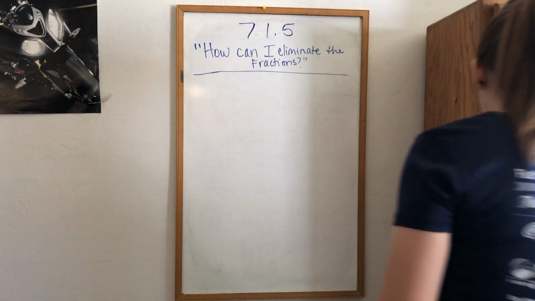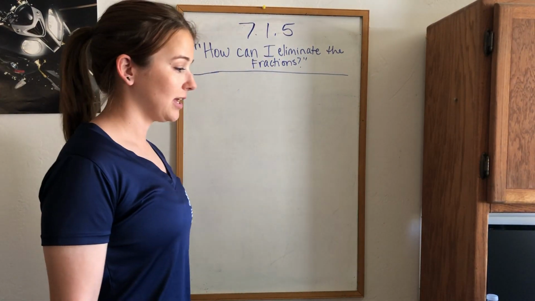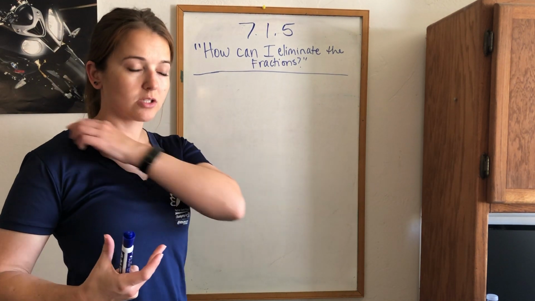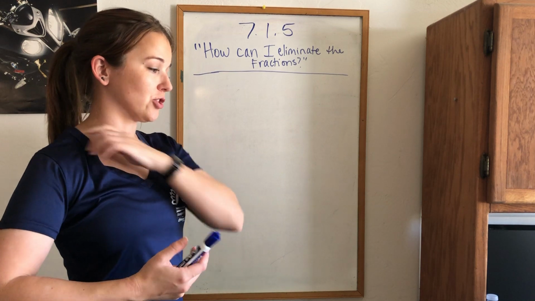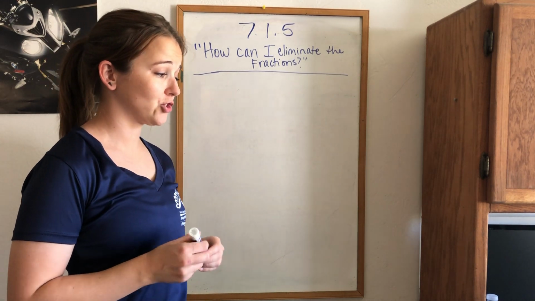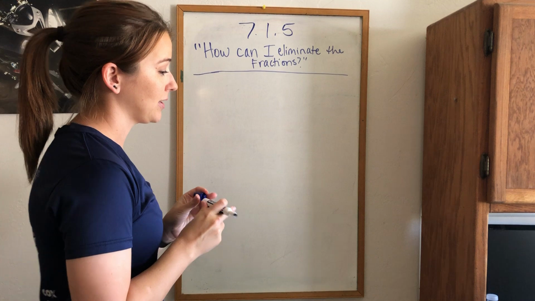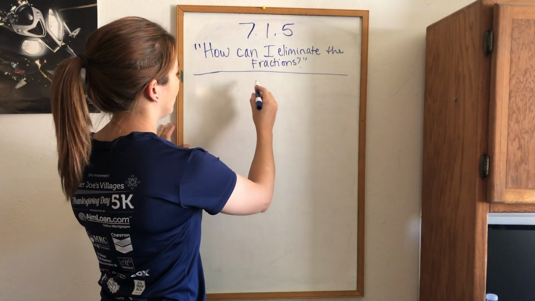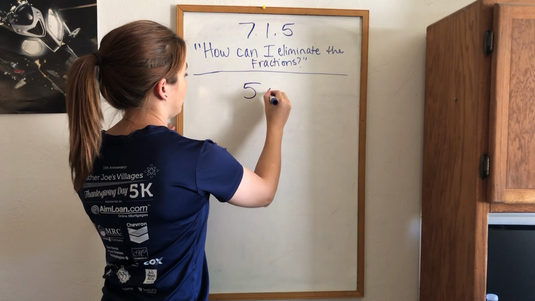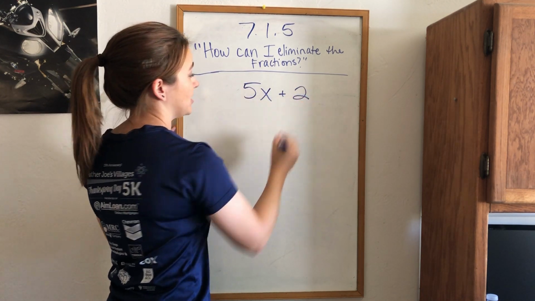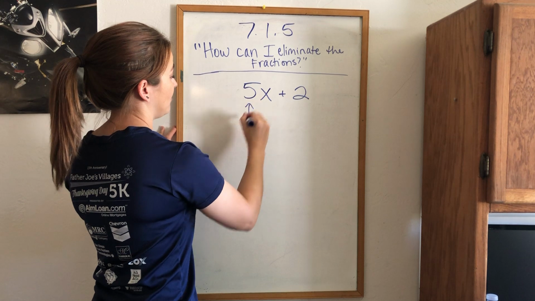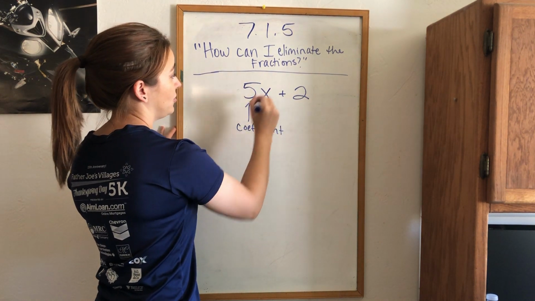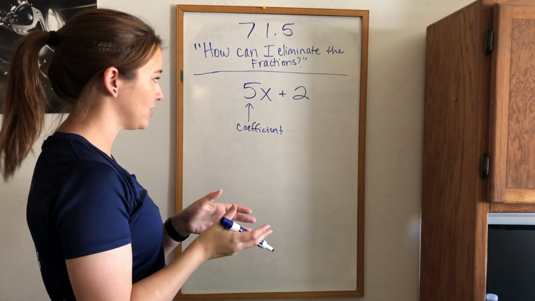All right, 7.1.5 is how can I eliminate the fractions? So we've been talking about coefficients, and it's very important to know that term. And it says creating integer coefficients. So a review of yesterday: say you have 5x plus 2 as your expression, this 5 would be the coefficient because it's the number that's attached to the variable. So that is what a coefficient is.